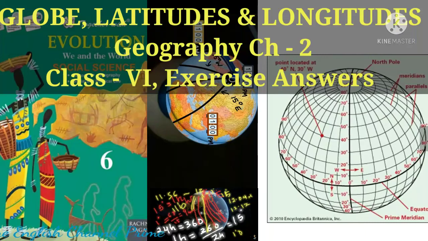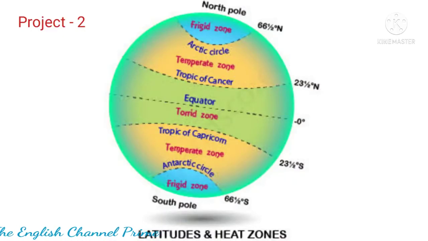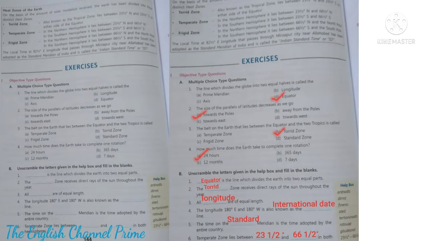Students, in the last class, we have completed the explanation of the chapter of Geography, Lesson 2, Globes, Latitudes and Longitude. Also, we have completed many projects like making the model globes, showing all the important lines of latitude and drawing on the temperate zone or showing the heat zones. Now in this class, let's start with the exercise. So open page number 144. Let's start with the objective type questions.